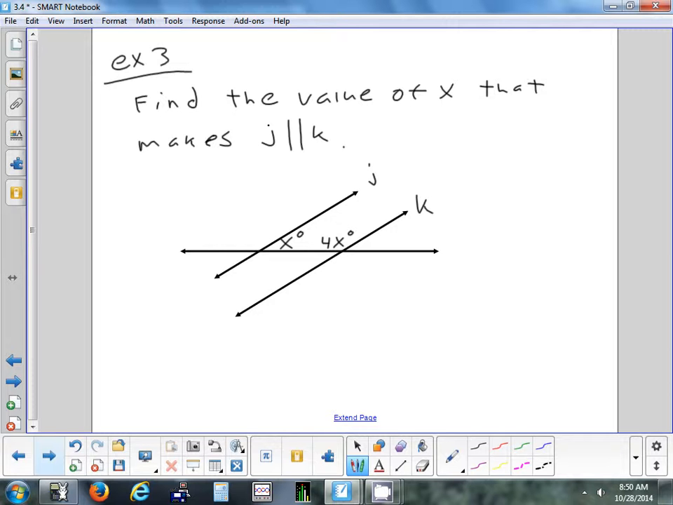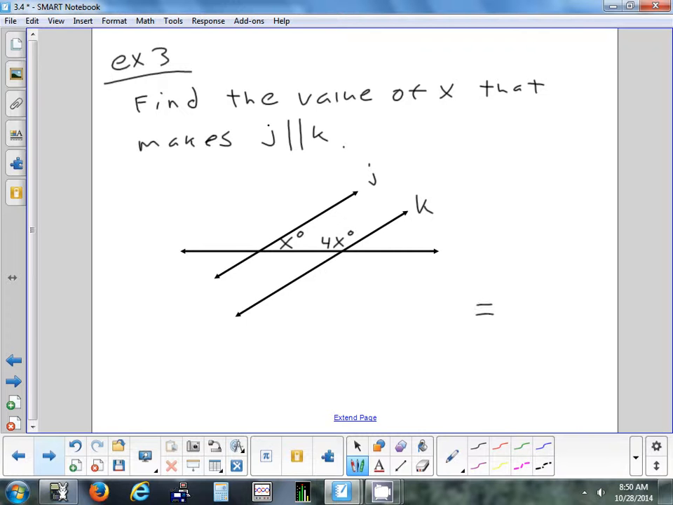Okay, so how about Justin? What kind of angles are x and 4x? Yep, they are consecutive interior. And the consecutive interior angles are supposed to add up to what? Selena? They're supposed to add up to 180.